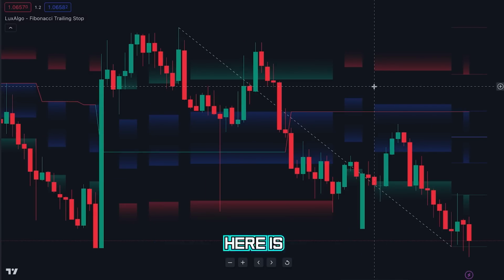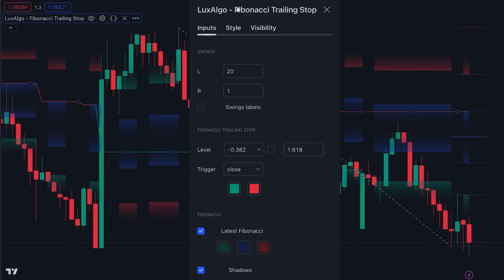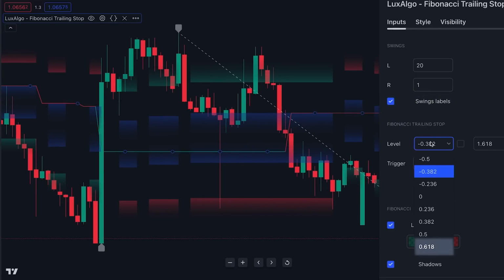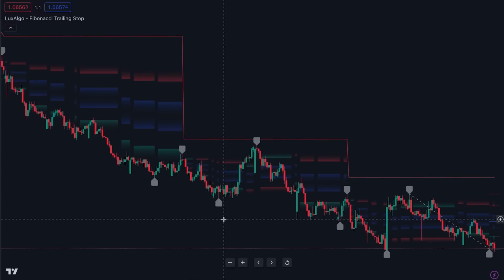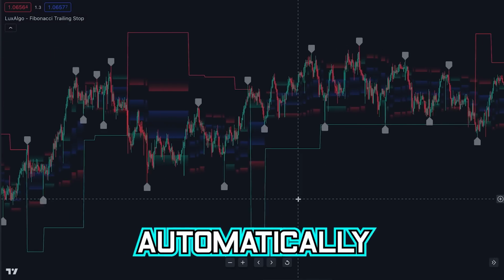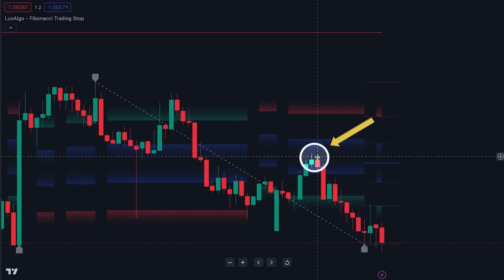Now, as promised, here is the strategy. Let's begin by adjusting the indicator settings. First, ensure that the swing labels are turned on. Next, let's set the trailing stop line to 0.618. This will serve as our long-term trend detection tool. With this indicator automatically plotting Fibonacci zones for us, we can now concentrate on taking our entries in the appropriate zone, specifically within the blue zone.